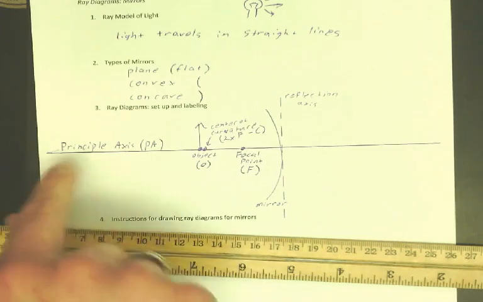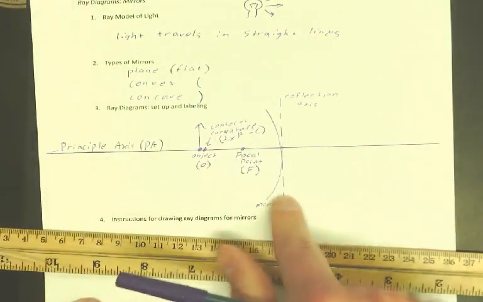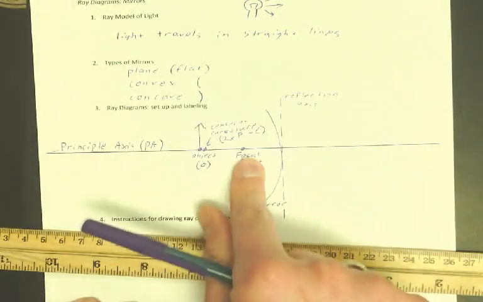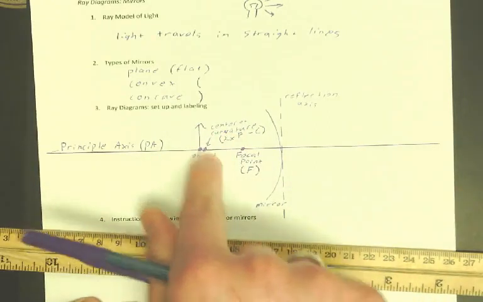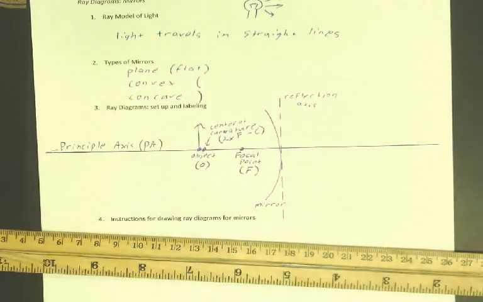So this is what you're going to do every single time. You're going to draw the principal axis. You're going to draw the mirror. You're going to draw the reflection axis. You're going to put the focal point. You're going to put the C. You're going to put the object. Every single time, that's how you set it up.